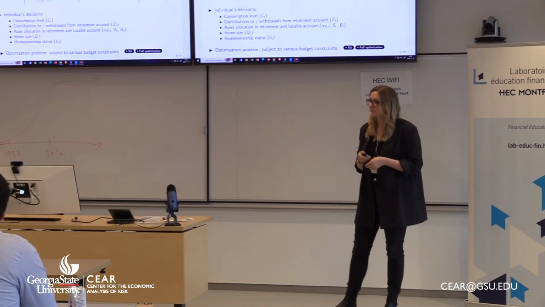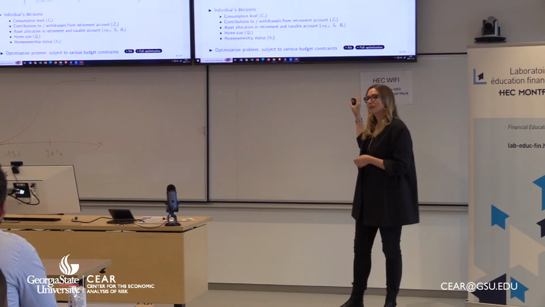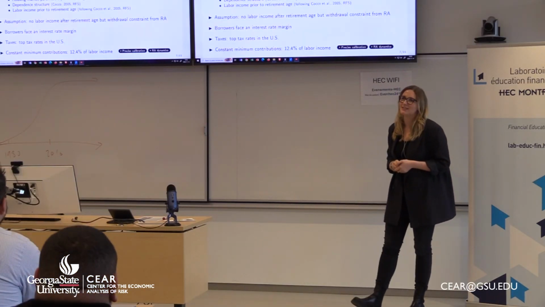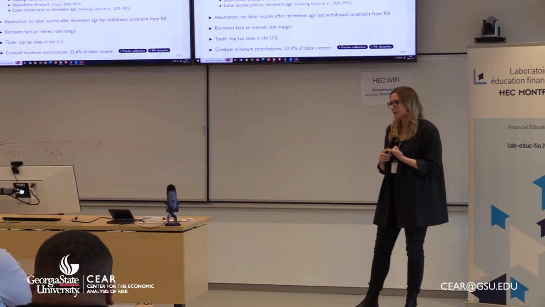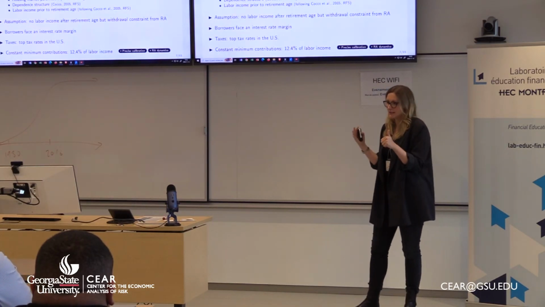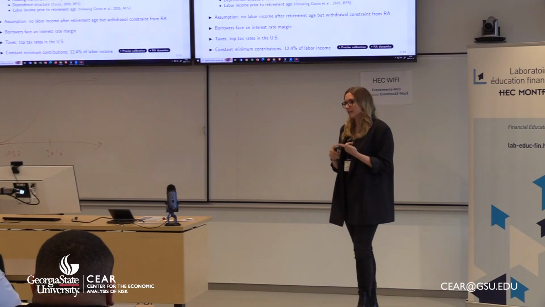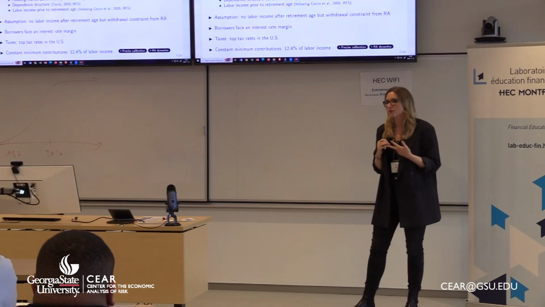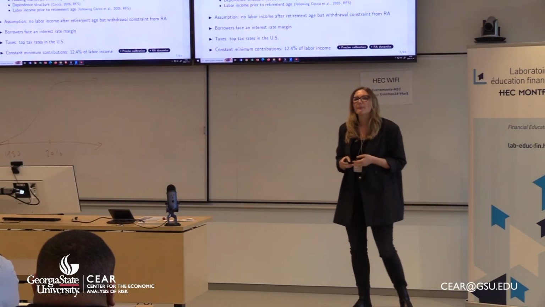And is the uncertainty just lifetime uncertainty, or is there house price uncertainty? Yes, I will come to that on the next slide where we have our calibration. So we have several risk factors. Stock prices are stochastic, house prices are stochastic, individuals prior to attaining retirement age face labor income risk, and they also have mortality risk.